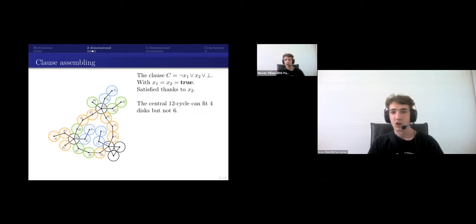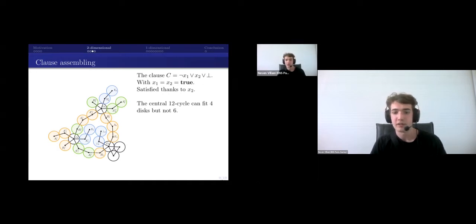By some packing arguments, which are also used a lot in the static proof, we can show that this 12 cycle is able to contain two pairs of blue disks, but not three. And so there exists an embedding for this clause if and only if at least one of the pairs of blue disks is on the outside of this 12 cycle.